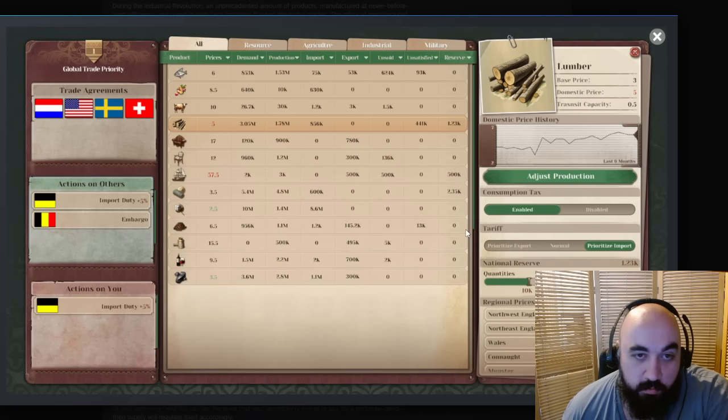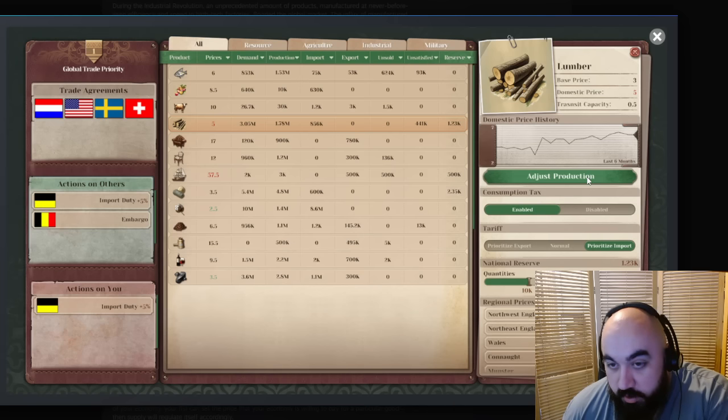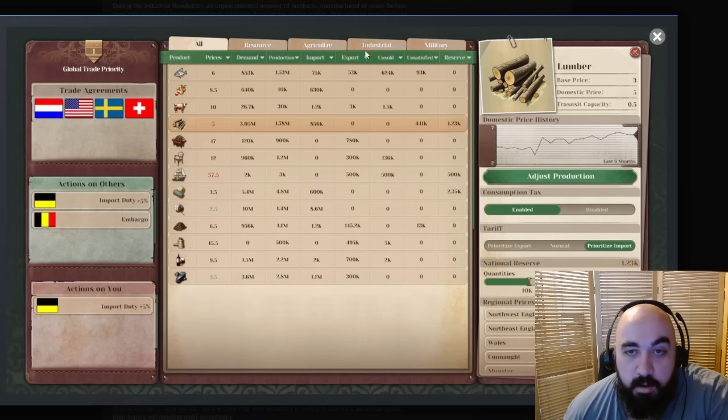It looks like we have prices, we have global trade priority, trade agreements, actions of others, it looks like import duty, embargo, adjust production, interesting, consumption tax is enabled, prioritize import in terms of tariffs. It looks like we can set regional prices, we can see it's got a different price in a bunch of different places. And here we have production, import, export, unsold, unsatisfied, reserve. Okay, so we're going to have all that.